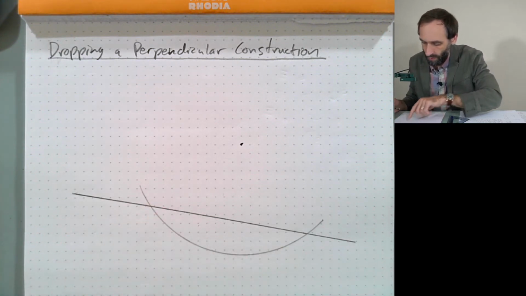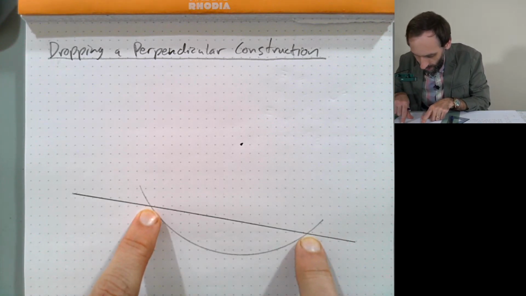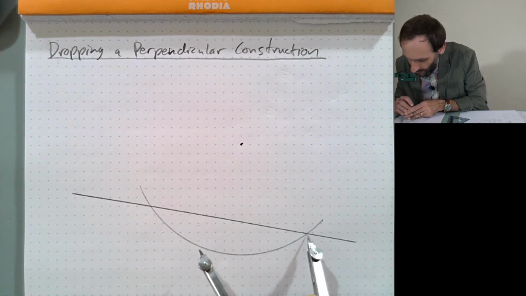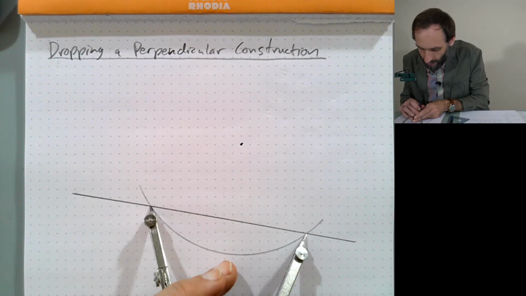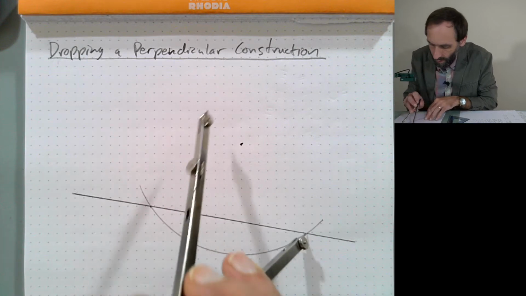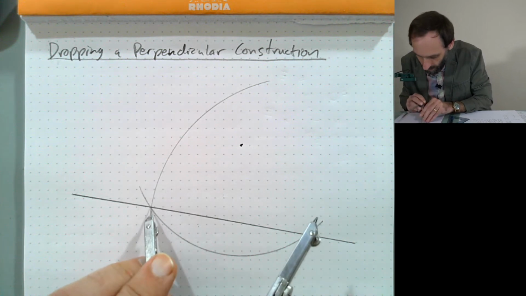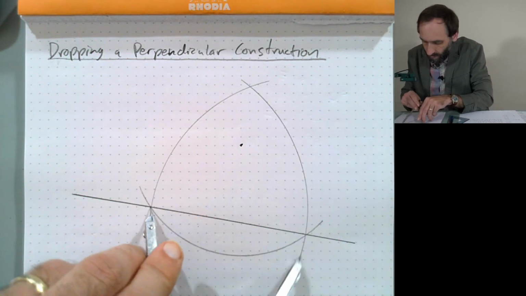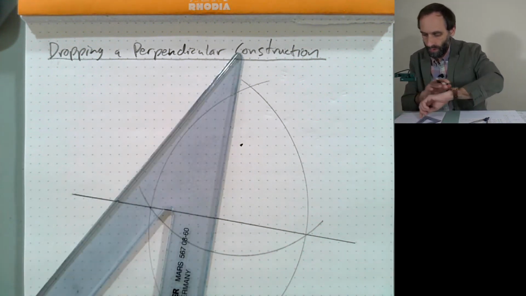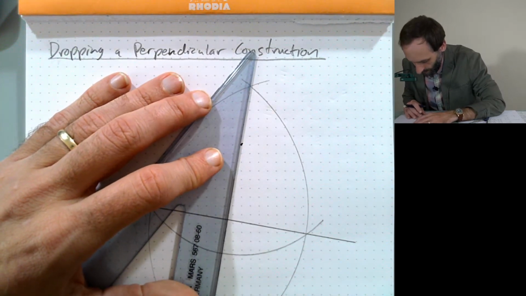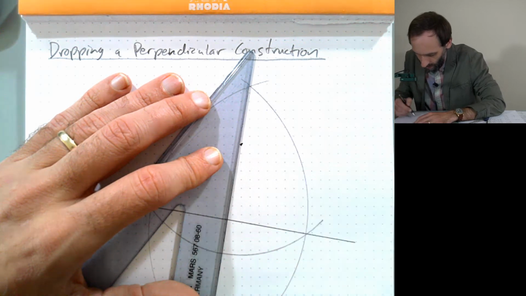Now that we have these two intersection points, we need to make a perpendicular bisector of that segment. And the way we can do that is just set the compass to be this length, or you can set it to any length that's more than half of the distance. And there we go. Now we line up the straight edge so that it connects this point, and this point.